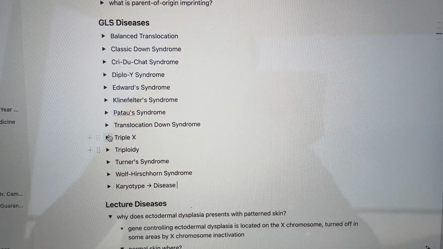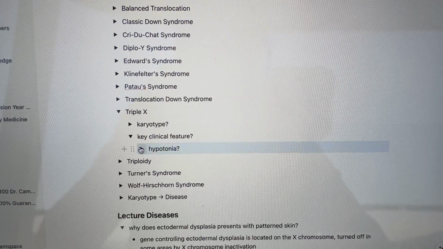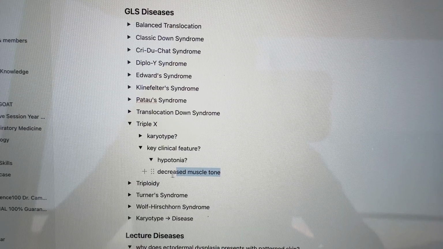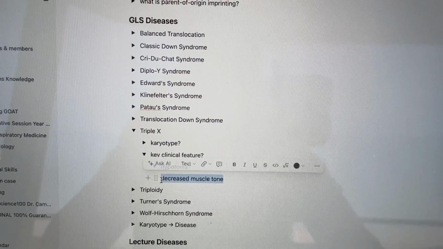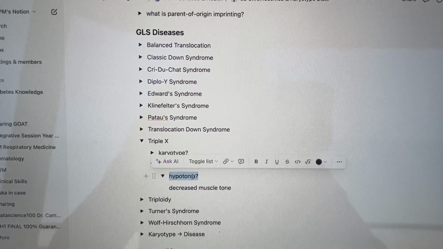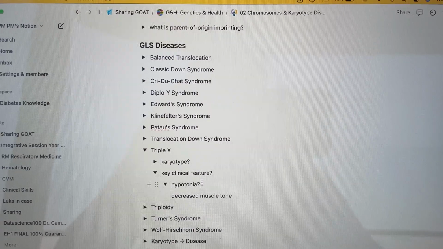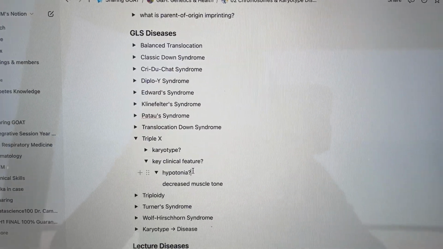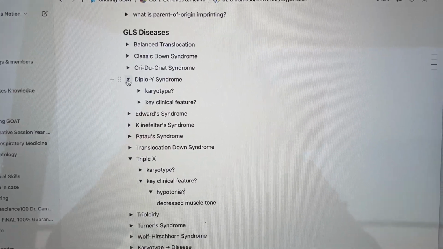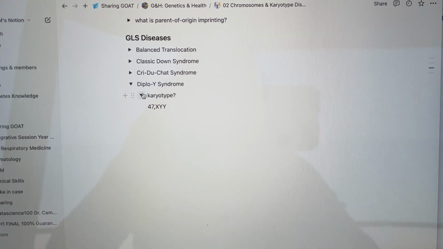So let's just go into triple X, some key clinical features: hypotonia. This is decreased muscular tone. On exam, you can't say decreased muscular tone. I mean, you can, but it doesn't really show understanding. You need to know the proper words. For example, this is an easy MCQ, easy EMQ. You'd be leaving marks on the table by not doing this, and it's in week 2 as well. So you have easily 10, 12 weeks to go over this.